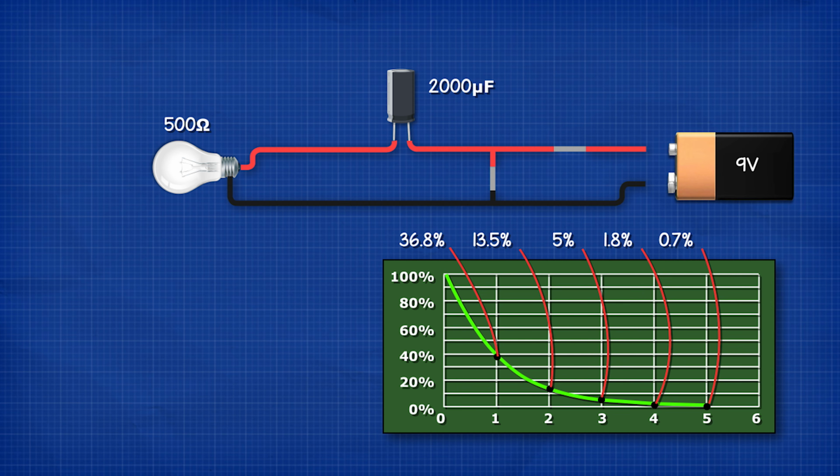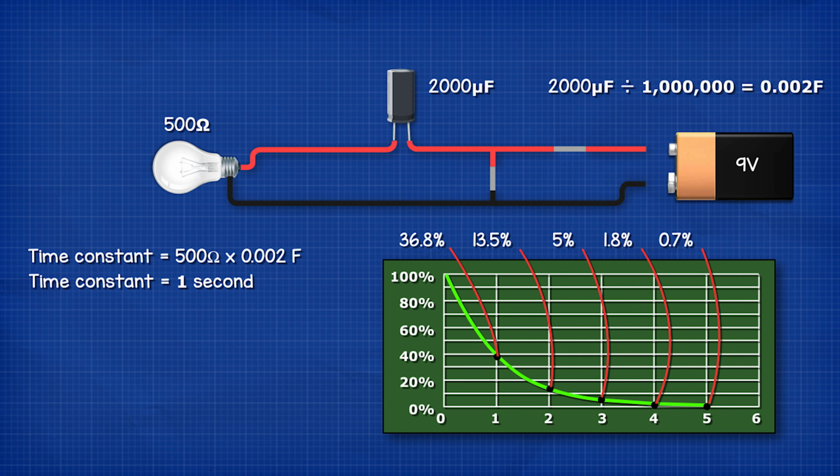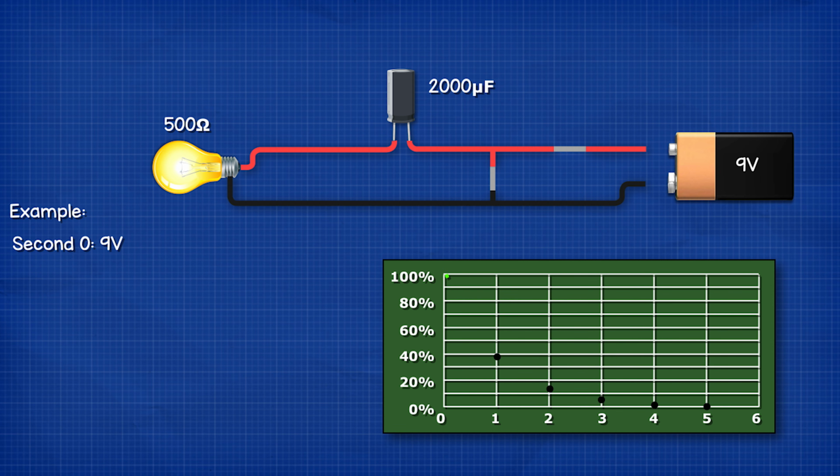For example, if we had a 9-volt battery, a lamp with a resistance of 500 ohms, and a 2000 microfarad capacitor, our time constant would be 500 ohms multiplied by 0.002 farads, which is 1 second. So at the very moment the battery is disconnected, the capacitor will be at 9 volts. And as it's powering the circuit, the lamp will also experience 9 volts.